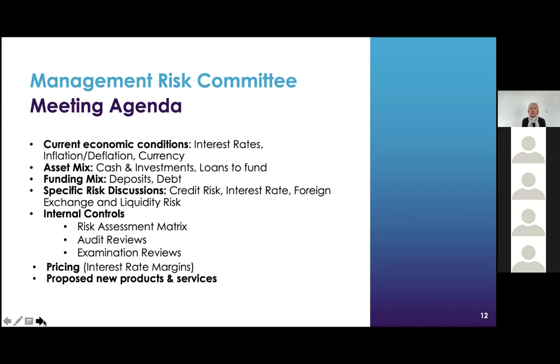You're also going to talk pricing, interest rate margins. Why would we talk about that? Because of sustainability risk. We want to make money on our loans. I'm not saying you have to make a lot of money, but you want to make an acceptable amount that you can pay for operations, right? We don't want to show losses during the year. The institutions want to be self-sustainable. So it's an important discussion during this committee to discuss the interest rate margins. And then you can talk about new proposed products and services and the risks that are associated with that.